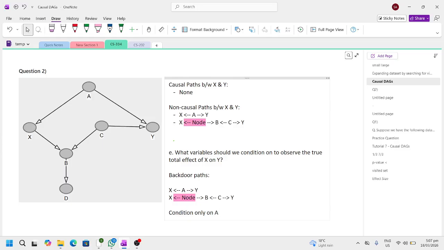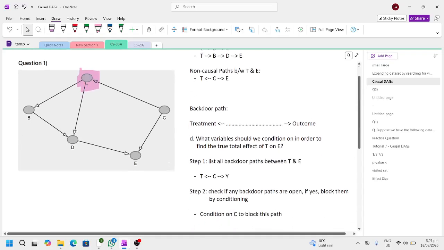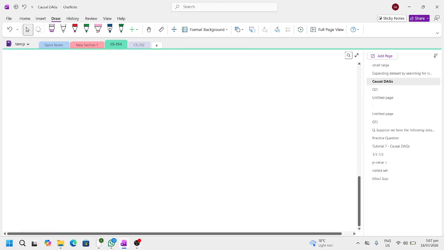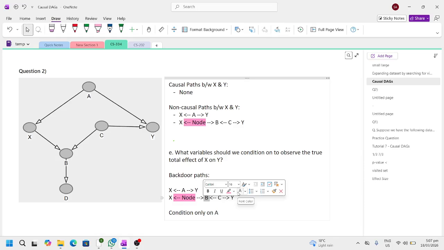So this is the confusion that I wanted to clear. This is definitely a backdoor path, but as per our algorithm we check if any backdoor paths are open. If open, then we condition on them. This path is already blocked because B is a collider in this path. That is why we don't need to condition on any node in this path. Does that make sense?